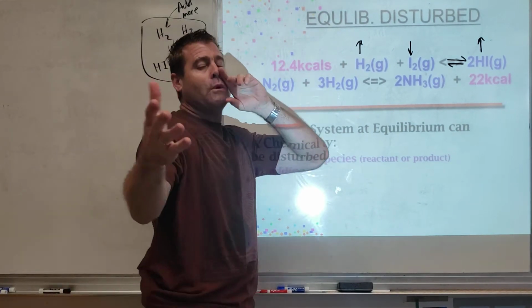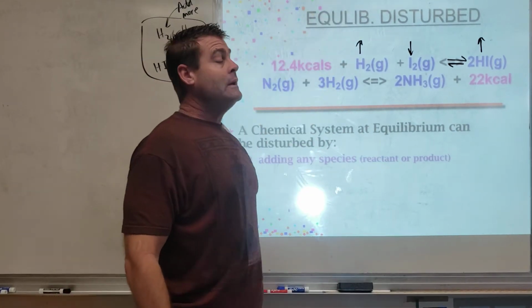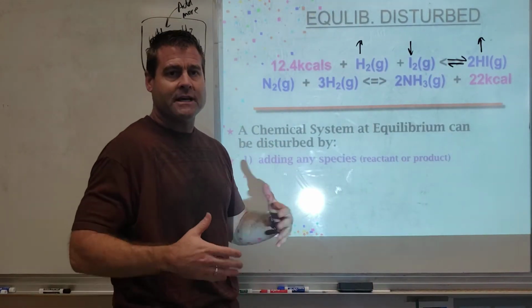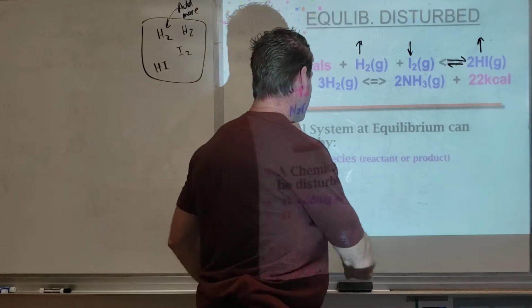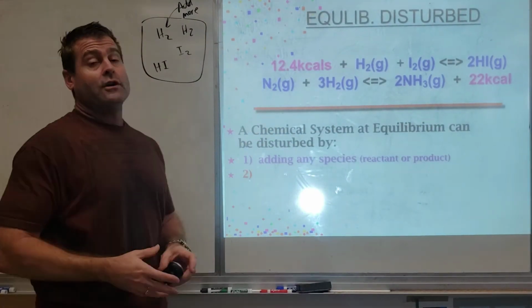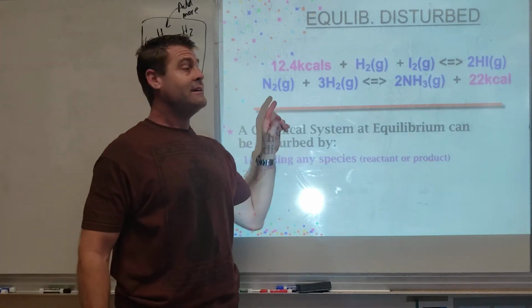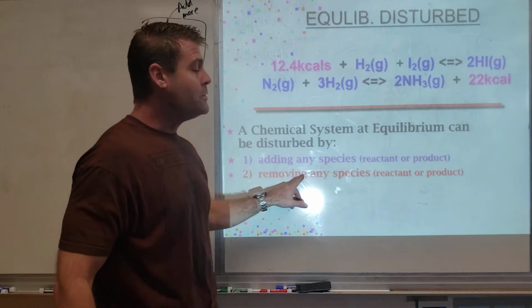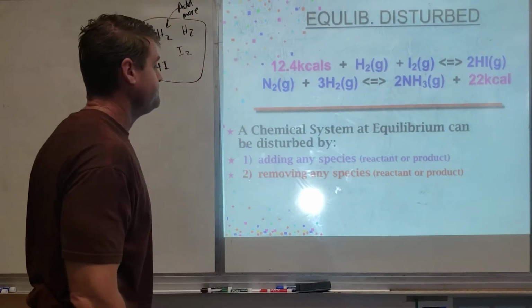The way you guys could look at it, if I add some more to one side, there's going to be a shift to the other side. And that's because it's going to increase the reaction rate. Okay, well, you guys could probably guess, if you're going to disturb an equilibrium, you could add a reaction species, or what else could you do? You could remove a reaction species.